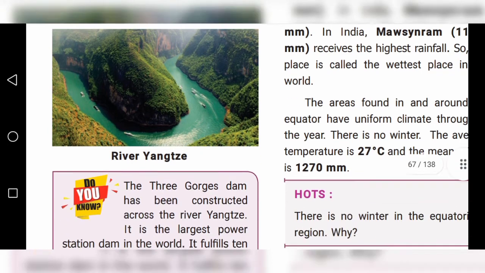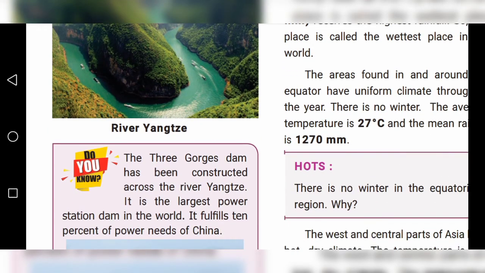The Three Gorges Dam has been constructed across the river Yangtze. So in the river Yangtze, three dams are constructed across the river. It is the largest power station dam in the world. It fulfills 10% of the power needs of China. Okay, next one, climate.